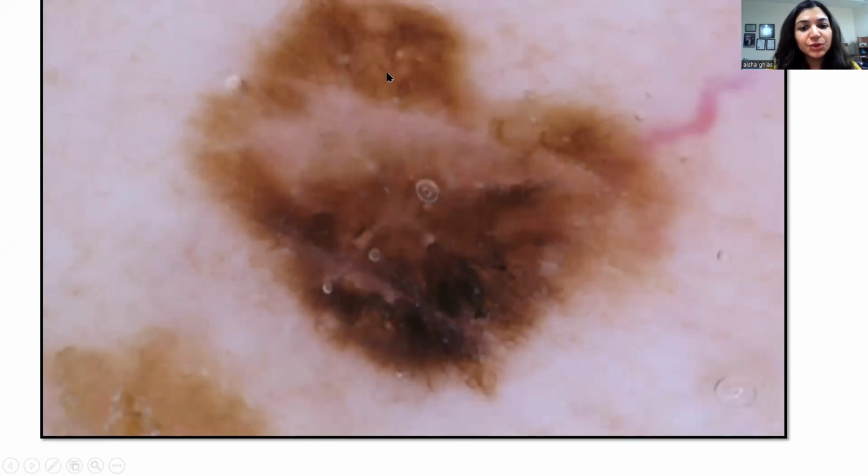And the network is also more than 20%, blotch is also more than 20%, and homogeneous pigmentation is also more than 20%. Well, the structureless area is less than 20%. It would be a clue. So looking at the whole of this lesion, the patterns are many. There are 2 to 3 patterns.